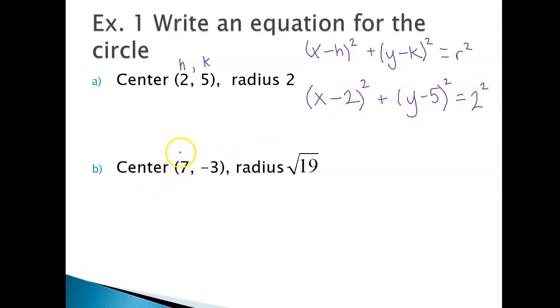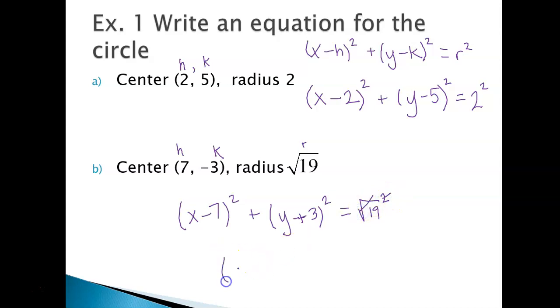If my center is at 7, negative 3, and my radius is the square root of 19, remember this is h, and this is k, and this is r. So this would be (x minus 7) squared plus (y minus negative 3), which would become plus 3, squared equals the square root of 19 squared. The square root and square cancel one another out, so this would just be equal to 19.